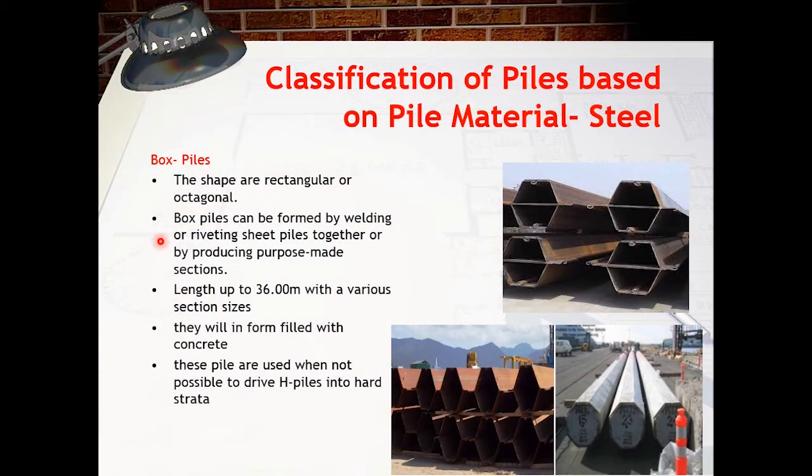For box piles, the shapes are rectangular or octagonal. Box pile can be formed by welding or riveting sheet piles together or by producing purpose-made sections. Tadi H pile ni sebenarnya kita boleh guna daripada sheet piles yang memang ada, kita boleh sambungkan dan bentuk dia menjadi box piles. Ataupun boleh juga diproduce daripada factory yang memang ikut sizing yang kita nak lah.